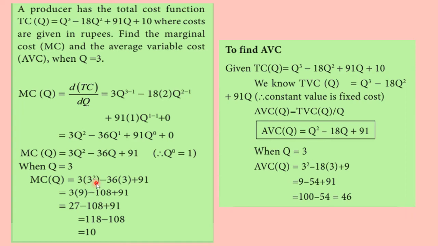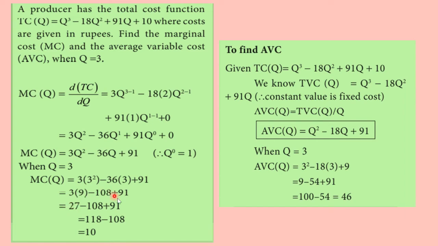So 3 into 3 square minus 36 into 3 plus 91. 3 square is nothing but 9. So 3 into 9 minus 36 into 3 is 108 plus 91. So it becomes 27 minus 108 plus 91. Here in this equation, we have negative sign as well as positive. What is the sign for 27? Very good. If there is no sign, it means plus. So it is plus 27.